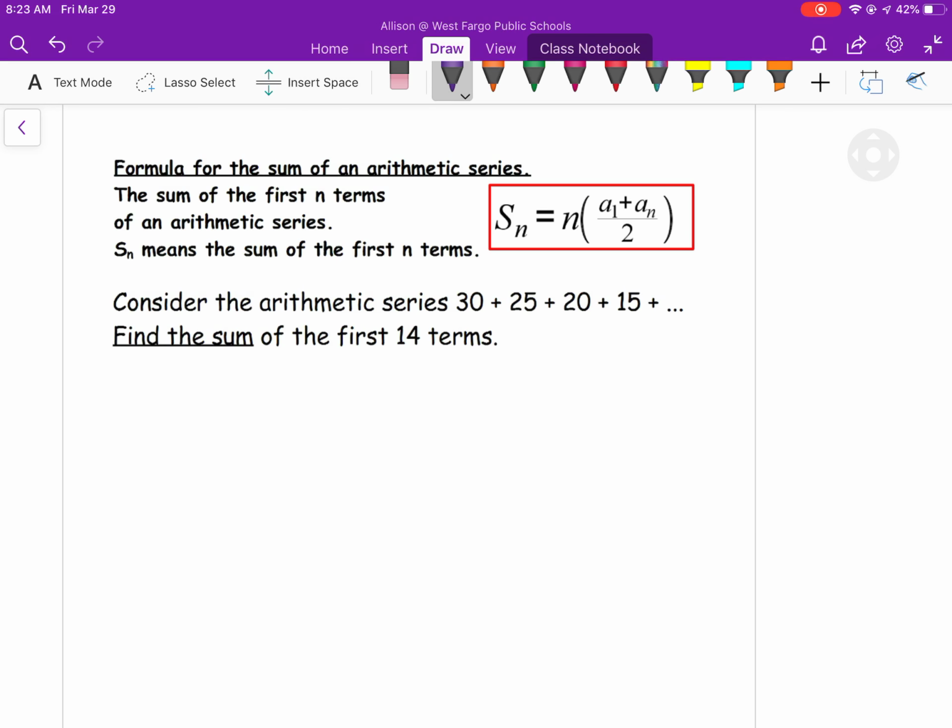Okay, it'd be a good place to pause the video here and try this one on your own. And then unpause and I'll walk you through it.